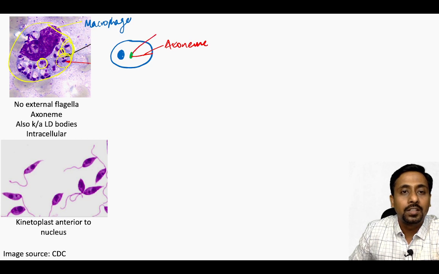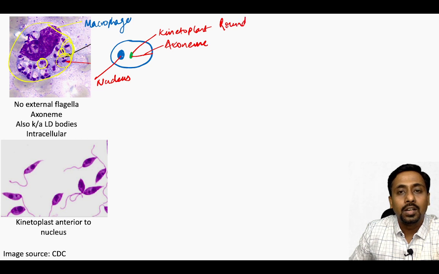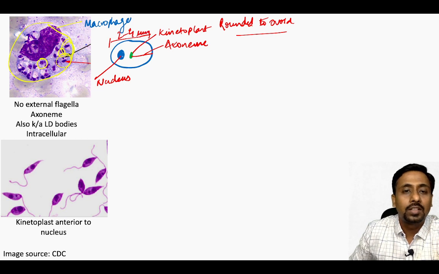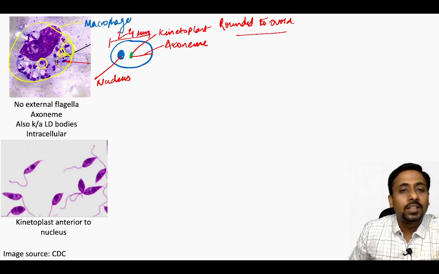This one is the kinetoplast and this one is the nucleus. The shape, as I told you, is rounded to ovoid, and the diameter is approximately 2 to 4 micron. So these are the structures seen in this first form.